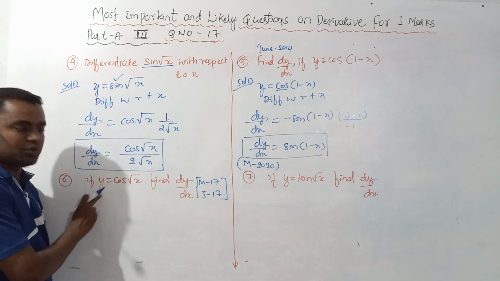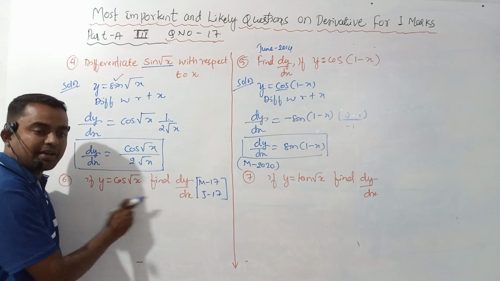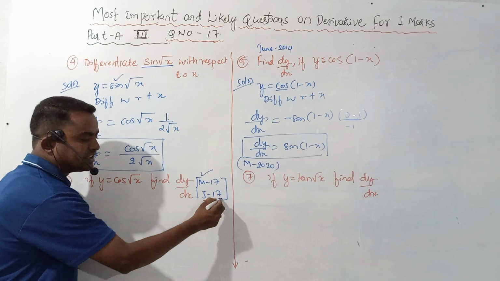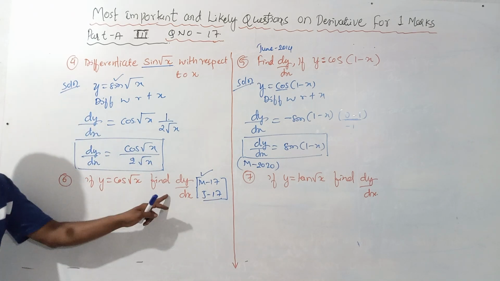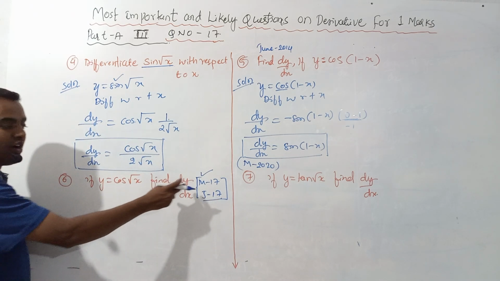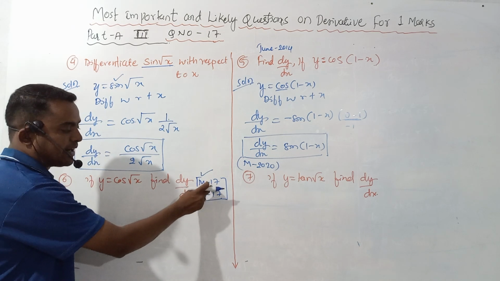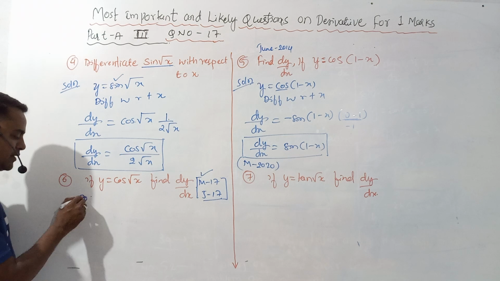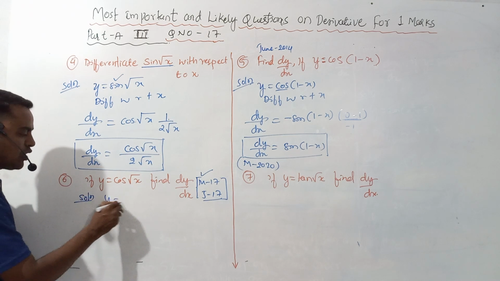Next, question number 6. If y is equal to cos root x, find dy by dx. This question has been asked in March 2017 and July 2017 for 1 mark. Question number 6 was already asked in the examination March 17 and July 17. Write the first step. Solution of the problem, y is equal to cos root x.